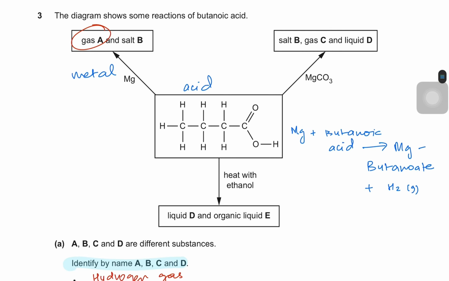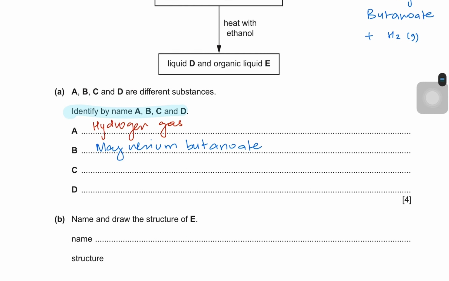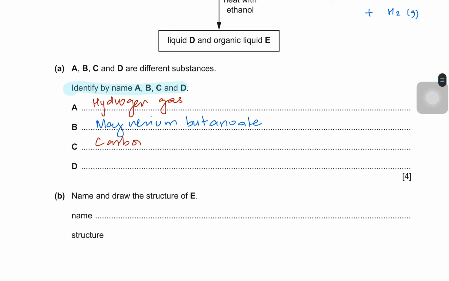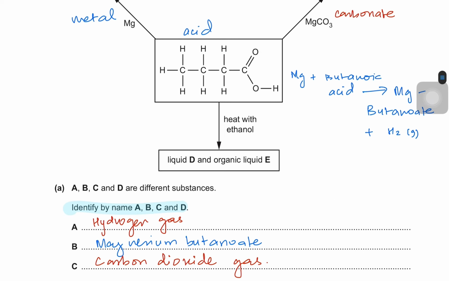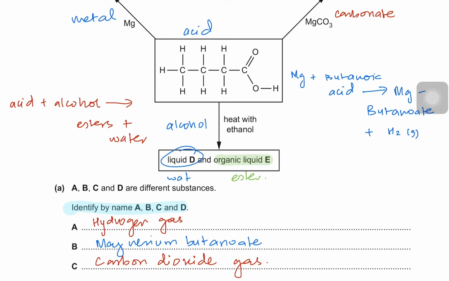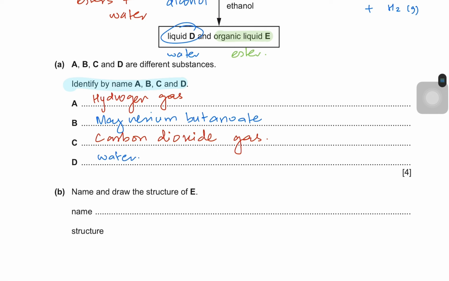When we talk about gas C, a carbonate will always give you carbon dioxide gas when you react it with an organic acid or any sort of acid. So you will get carbon dioxide gas here. When they talk about liquid D and organic liquid E, when an organic acid reacts with alcohol, you get esters. So acid plus alcohol will give you ester plus water. Since they have already used the word organic with E, it has to be the ester, while liquid D is going to be water.